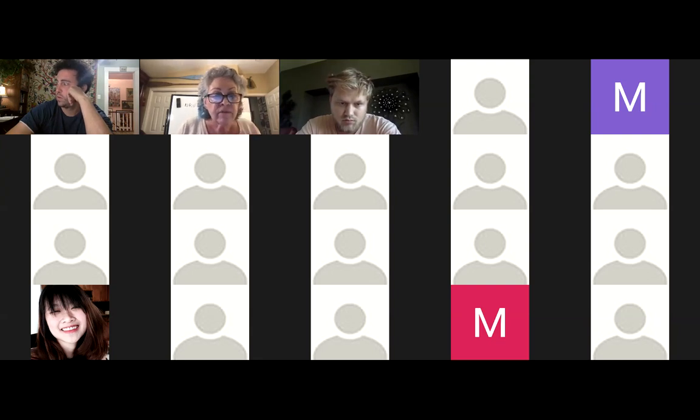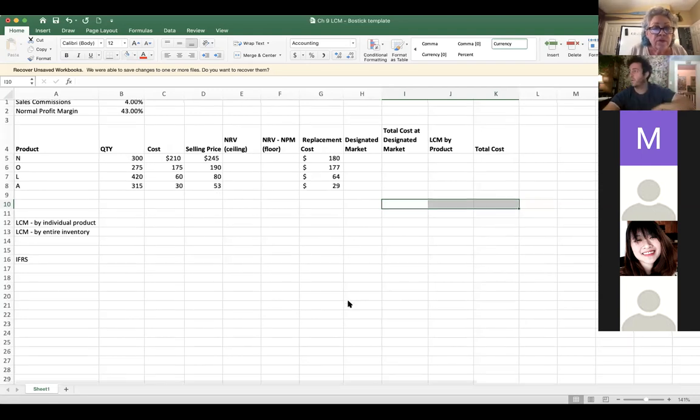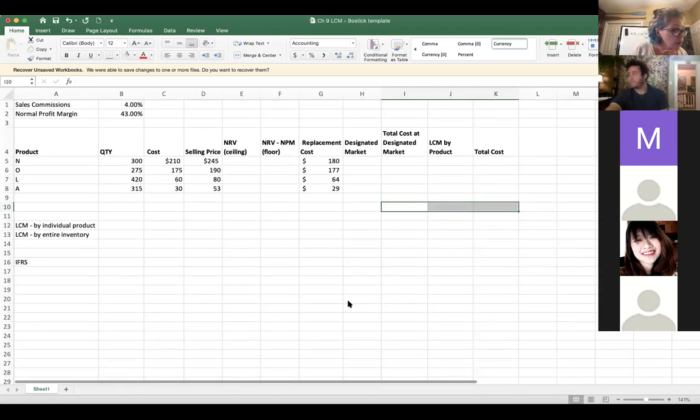Sorry, I had saved the solution over my template. Okay, so I'm going to start sharing with you, and let's work this problem together. Do you see the template that we had?